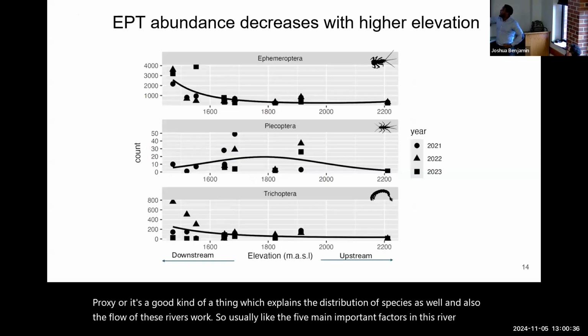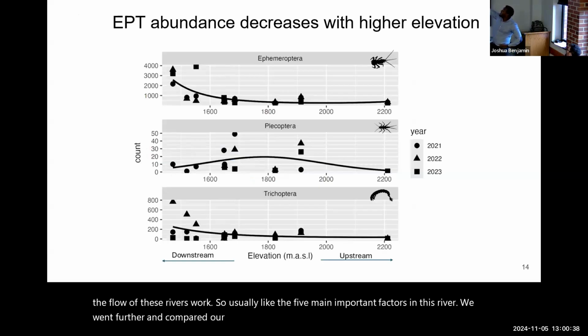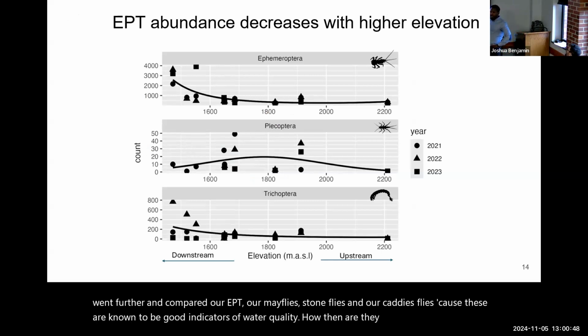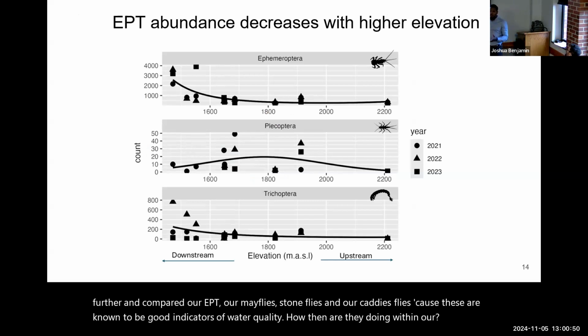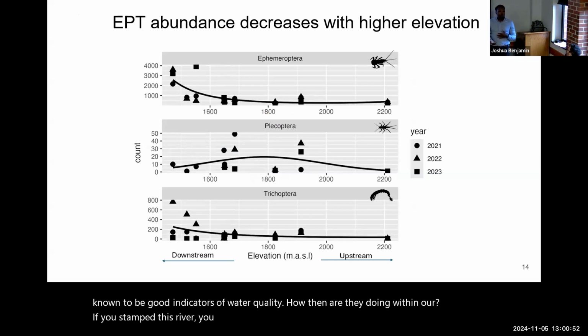We went further and compared our EPT, our mayflies, stoneflies, and caddisflies, because these are known to be good indicators of water quality. How then are they doing within our catchment? If you sampled this river, do you find them everywhere? Where are they at? Would you use them for biomonitoring?